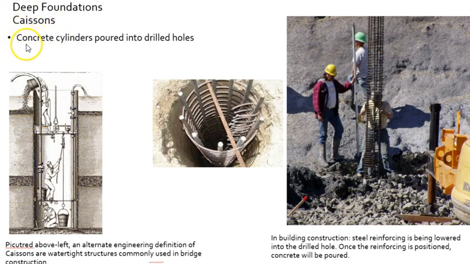Per the Allen text, concrete cylinders poured into drilled holes. So first the hole is drilled, and then the rebar is dropped in, and then the concrete follows. That's what's happening on these two images on the right here. So in building construction, steel reinforcements being lowered into a drilled hole. Once the reinforcements are correctly positioned, the concrete will follow. So in the building world, this is what a caisson is.